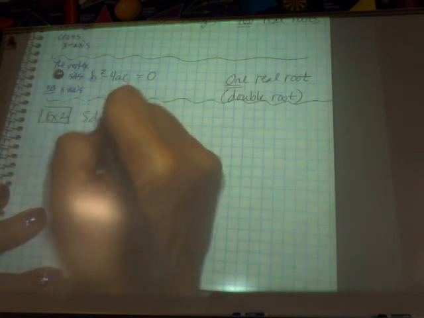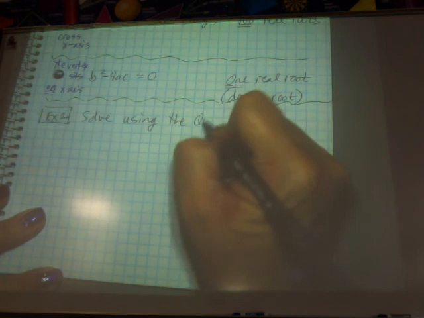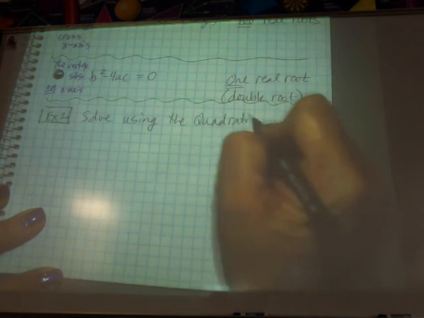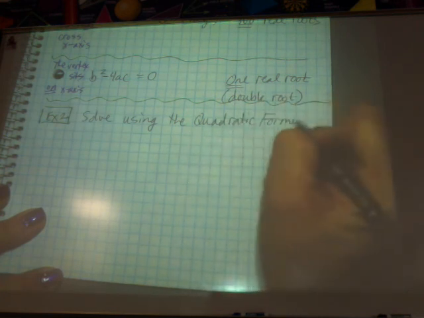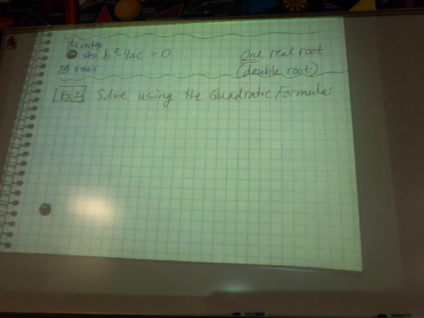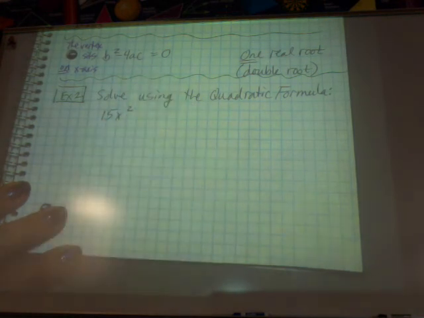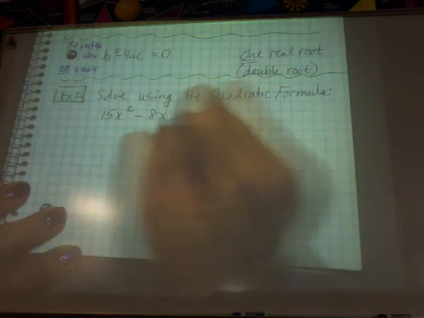Solve using the quadratic formula. Are you given a choice here? No. So if I just said solve, you can use whatever method you want to. You can use factoring, you can use completing the square, you can use the quadratic formula. But here I'm not giving you a choice. So you're going to solve the following: 15x squared minus 8x is equal to 4.